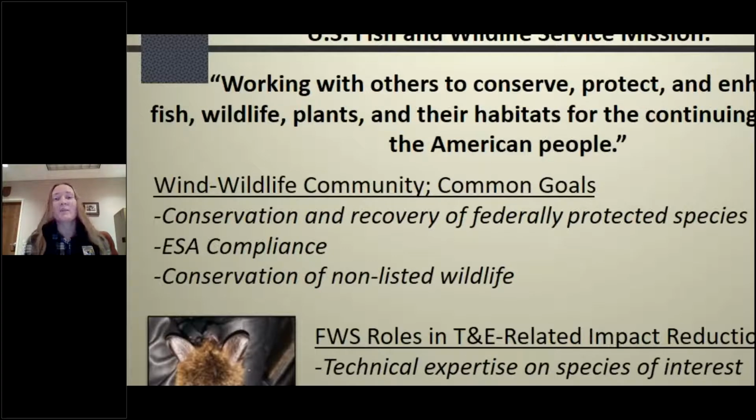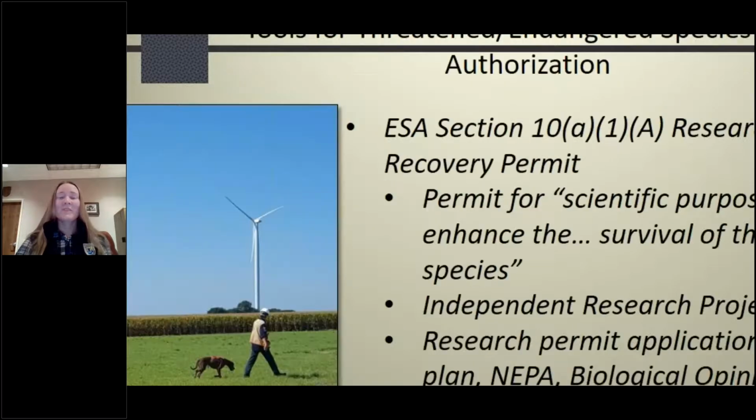I myself have prepared 4 biological opinions this year in conjunction with the Department of Energy's research on smart curtailment strategies in Iowa. And also, of course, we can provide some assistance with threatened and endangered species laws, interpreting regulations, and helping out with the permit process.